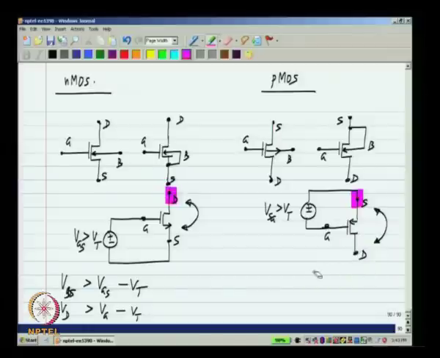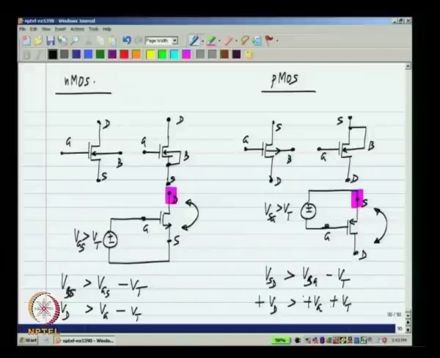Similarly, in this case VSD has to be greater than VSG minus Vt, which basically says that minus Vd greater than minus Vg minus Vt, or Vd has to be less than Vg plus Vt. So, as the drain voltage goes on increasing, it can go above the gate voltage, again Vt is positive, but it cannot go above by more than one threshold voltage. That is also a good way of thinking about triode versus saturation region.